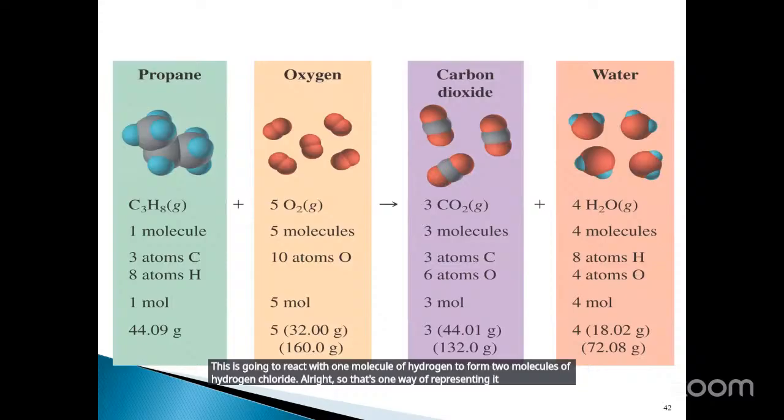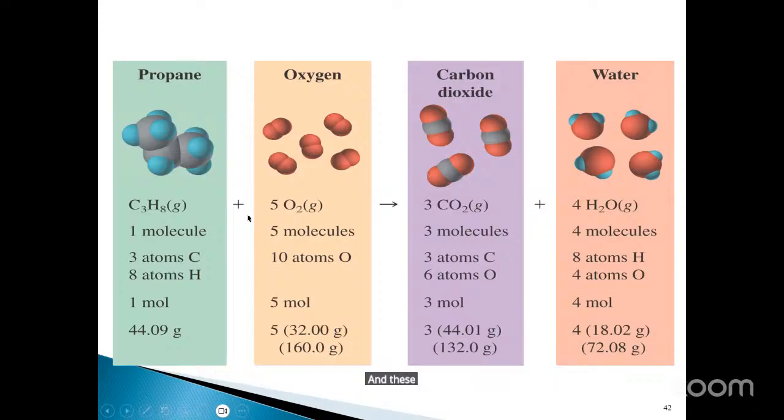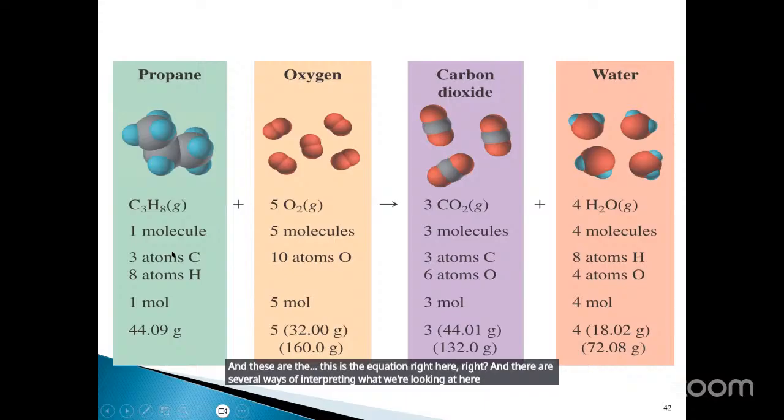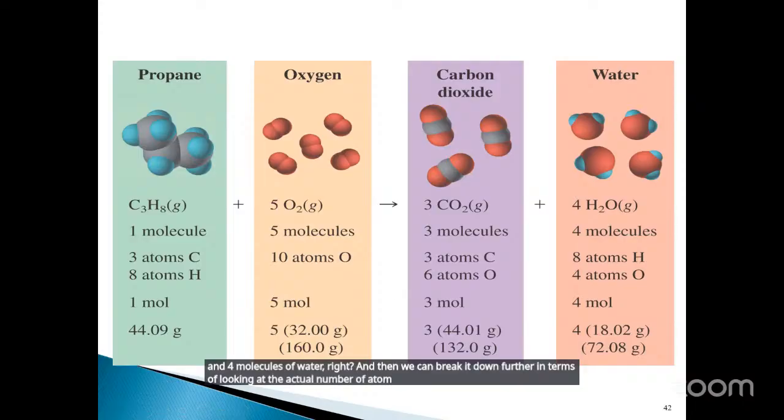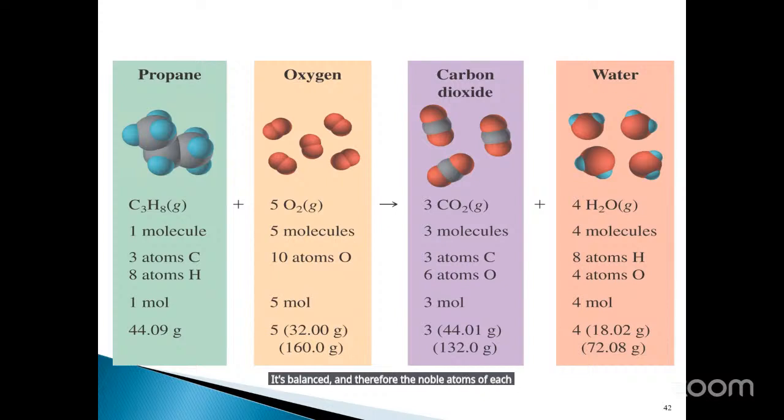Here's another example. In this case, we're reacting propane with oxygen and the products will be carbon dioxide and water. And this is the equation right here, right? And there are several ways of interpreting what we're looking at here. For example, we can say that one molecule of propane will react with 5 molecules of oxygen to form 3 molecules of carbon dioxide and 4 molecules of water, right? And then we can break it down further in terms of looking at the actual number of atoms involved in the reaction as reactants and products. And of course, you're going to see that it's balanced, and therefore the number of atoms of each element on either side will be the same.